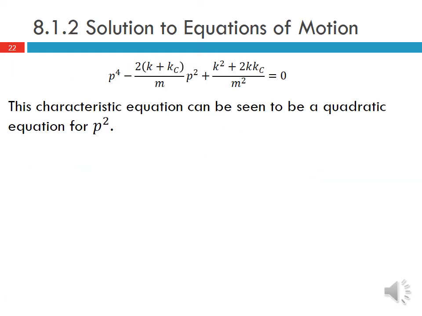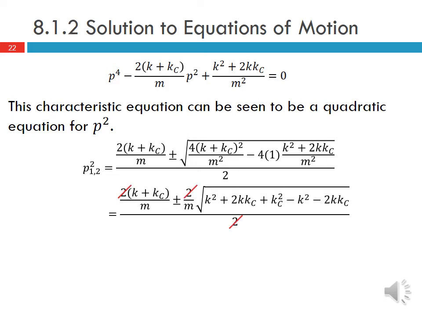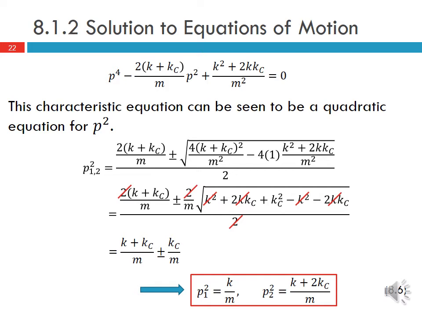This characteristic equation, as I said, is a quadratic equation for p squared. So we can use the quadratic formula to solve this, to find the two values of p squared that satisfy this. And we can simplify this down, as you can see, and we get these two values for p squared. So p1 squared is going to be k over m, and p2 squared is k plus 2kc over m.